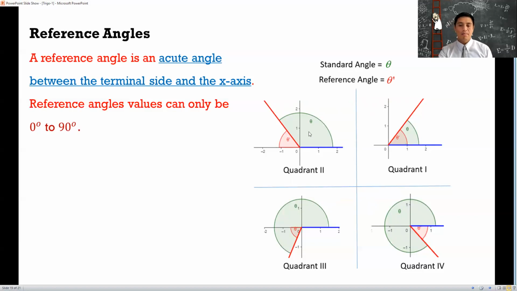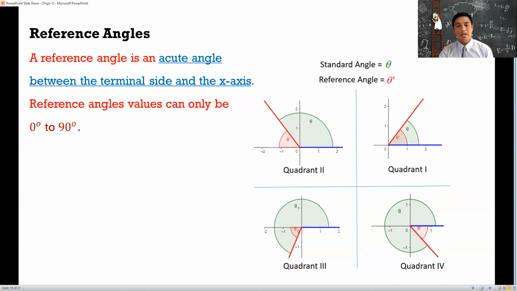Now let's go to the example in quadrant 2. The angle in quadrant 2, the green one, theta, looks like 135 degrees or 90 plus 45. But the reference angle, according to the definition, should be acute. This is more than 90, so this is obtuse. The acute angle will be this one.